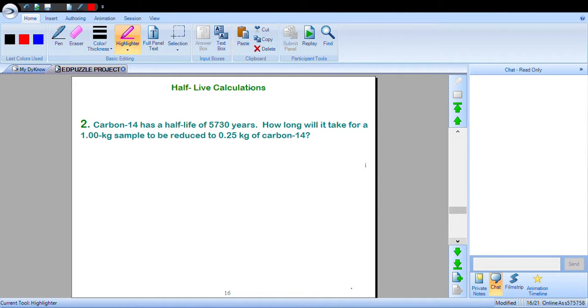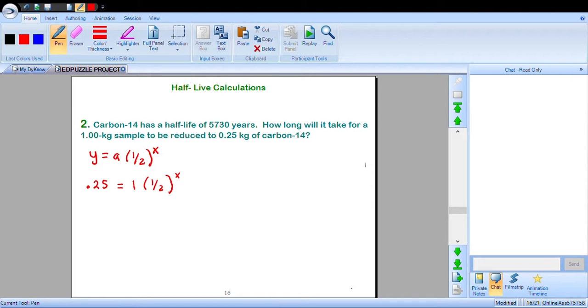Number 2. Carbon-14 has a half-life of 5,730 years. How long will it take for a 1 kilogram sample to be reduced to 0.25 grams of carbon-14? Okay, let's start by writing down the formula. y equals a(1/2)^x. Okay, this one we are given the final amount, which is 0.25, equals the starting amount, which is 1, times 1/2 to the x, and we are trying to find x.